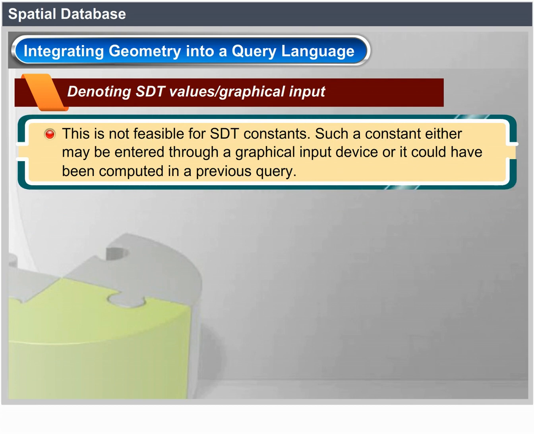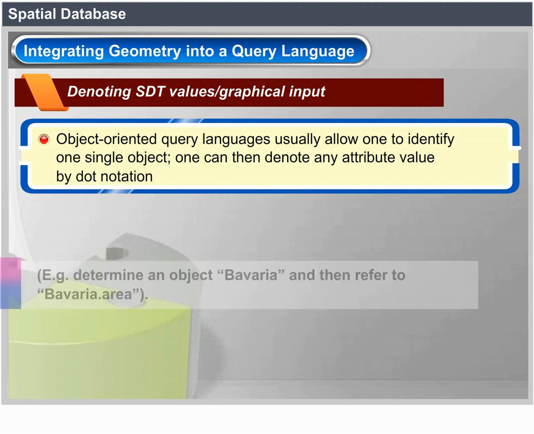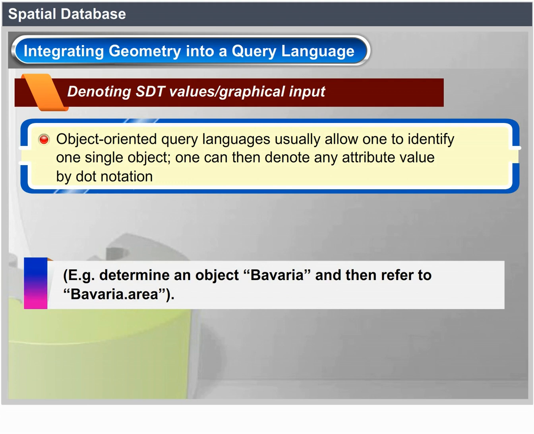Object-oriented query languages usually allow one to identify one single object. One can then denote any attribute value by dot notation. For example, determine an object Bavaria and then refer to Bavaria.area.